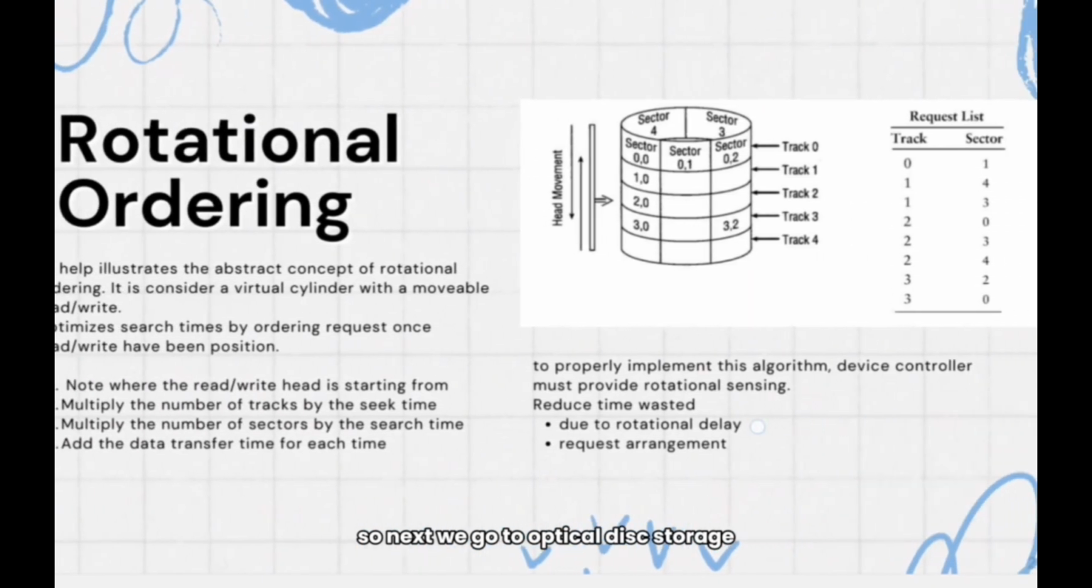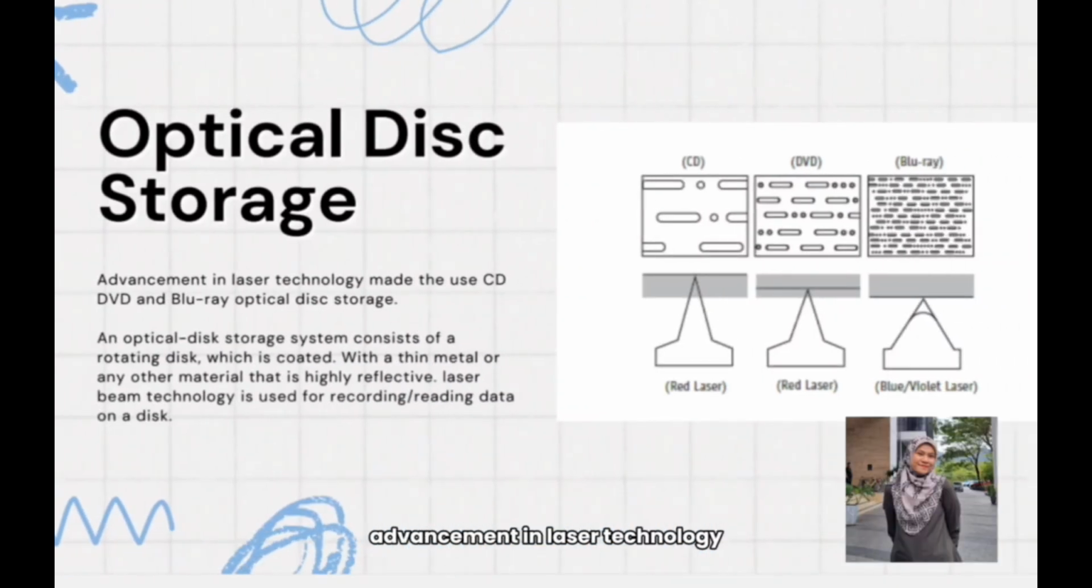So next, we go to optical disk storage. Advances in laser technology made possible the use of CD, DVD, and Blu-ray optical disk storage. An optical disk storage system consists of a rotating disk which is coated with a thin metal or any other material that is highly reflective. Laser beam technology is used for recording and reading data on the disk. As we can see in the image over here, the CD, DVD, and Blu-ray lasers. The CD uses a red laser, DVD also a red laser, but for Blu-ray, a blue and violet laser.